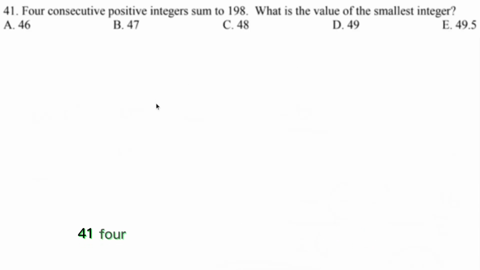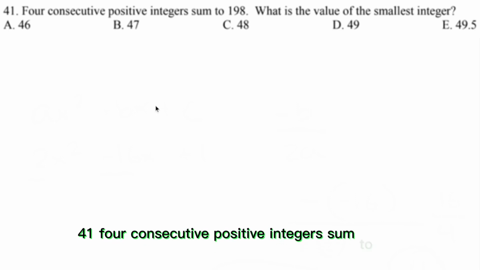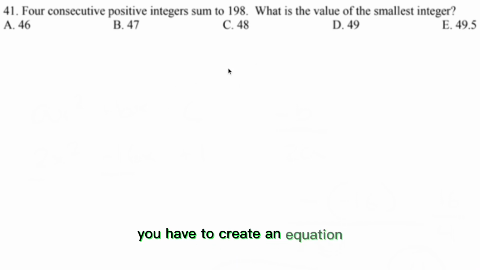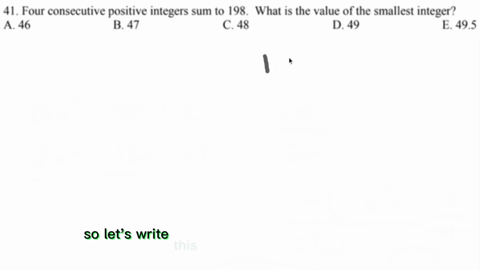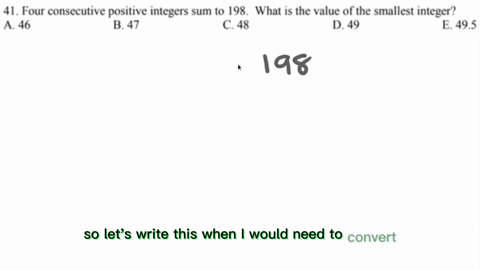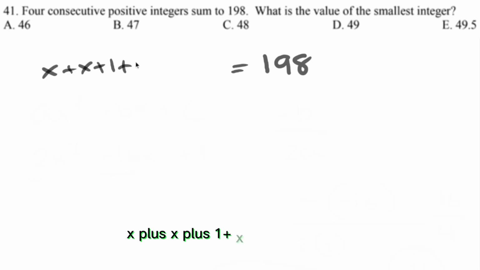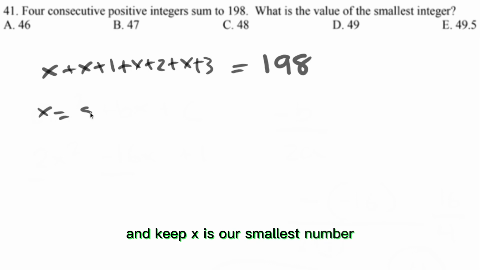41. 4 consecutive positive integers sum to 198. What is the value of the smallest integer? So to solve this, we have to create an equation. So we know that 4 consecutive integers sum to 198. So let's write this. Well, now we need to convert the 4 consecutive integers into an equation. And we can write this by x plus 1 plus x plus 2 plus x plus 3. And we can keep x as our smallest number.